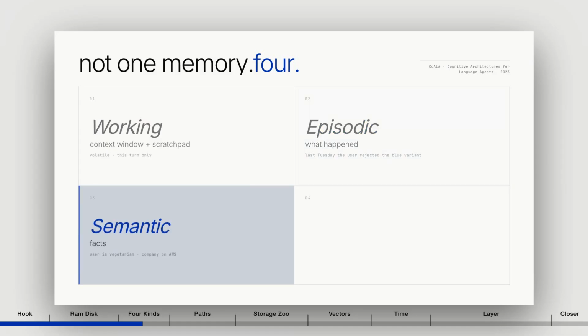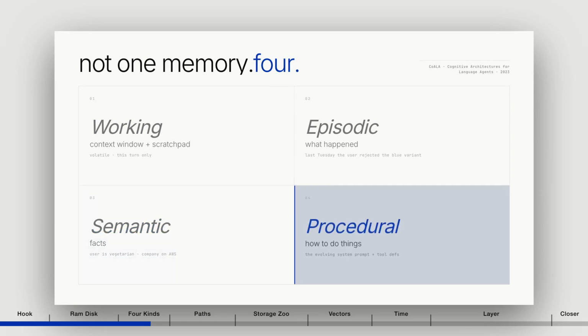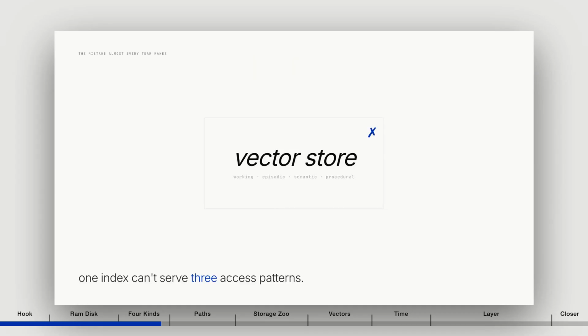Semantic memory. Facts. Stable knowledge. The user is vegetarian. Their company is on AWS. Procedural memory. How to do things. Learned skills, refined instructions. In practice, the system prompt that evolves as the agent improves. The mistake almost every team makes? Collapsing all 4 into one vector store and calling it memory. 3 different access patterns. One index can't serve all 3.